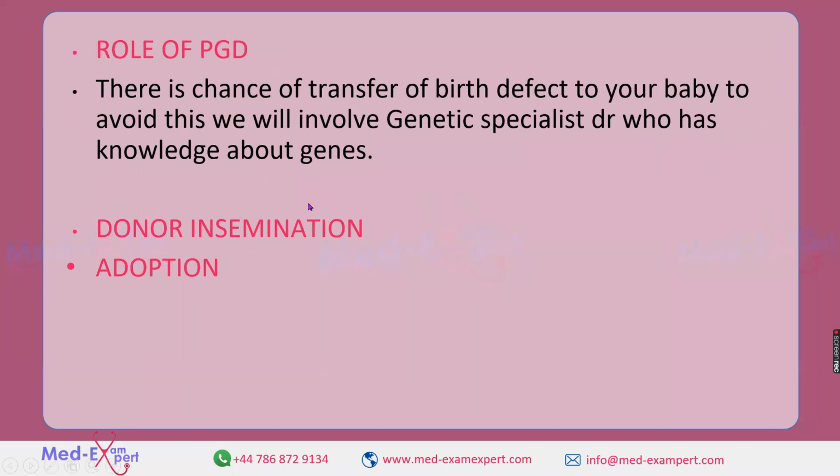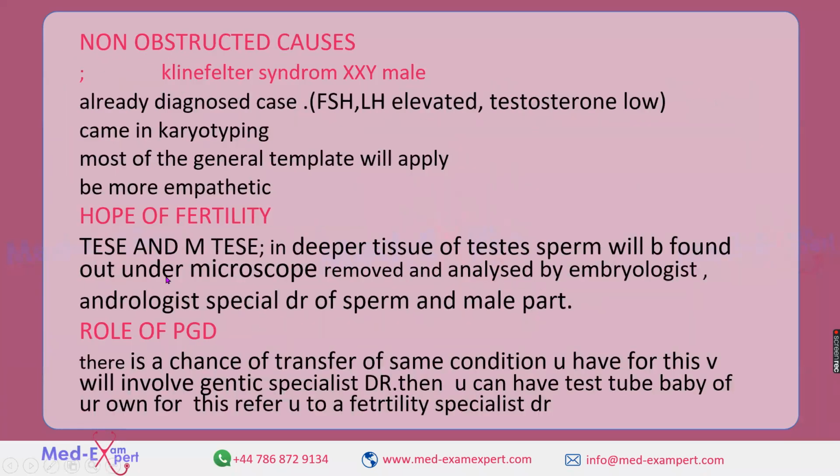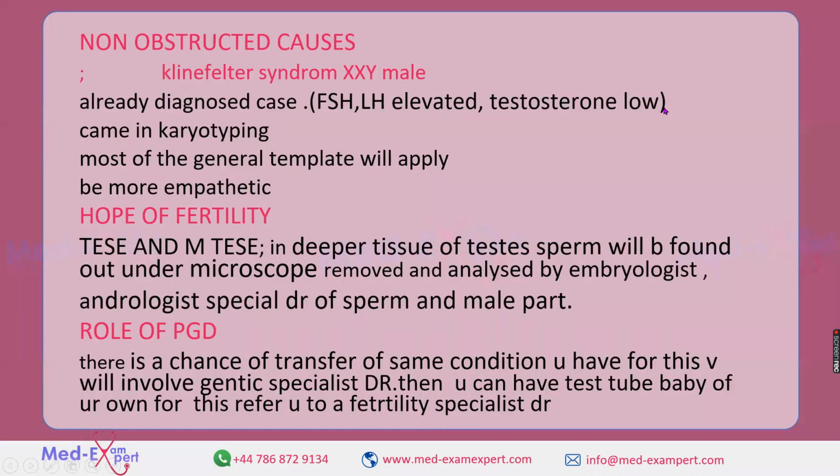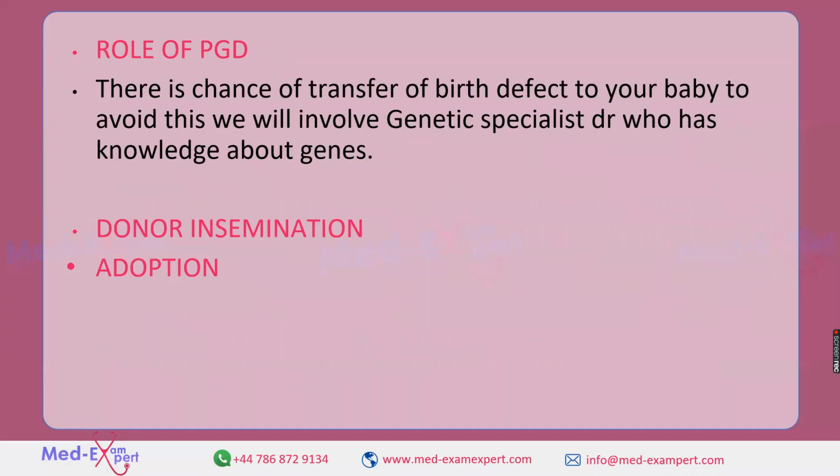Role of PGT: there is a chance of transferring a birth defect to your baby. To avoid this, we involve a genetic specialist doctor who has knowledge about genes. Donor insemination and adoption have a big role in such cases because of the birth defect and the special condition. It is a must to mention in these cases that this is another option.